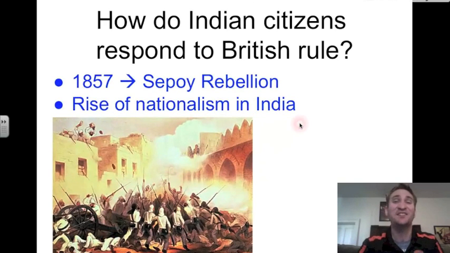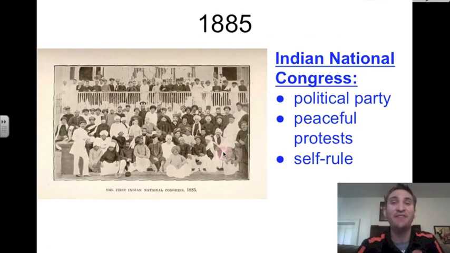How did the Indian citizens respond to the British rule? In 1857, they respond with an armed conflict called the Sepoy Rebellion. And this causes a rise of nationalism in India. The Indian citizens want to rule India for themselves and not have British officials tell them what to do and how to rule. In 1885, the Indian National Congress is formed, and this is a picture of the first meeting of the Indian National Congress.